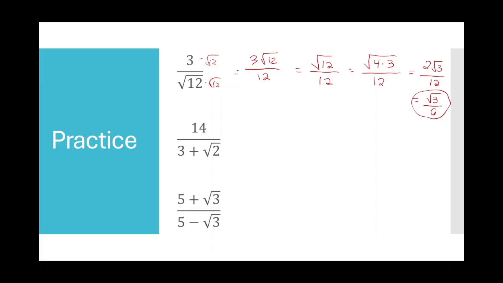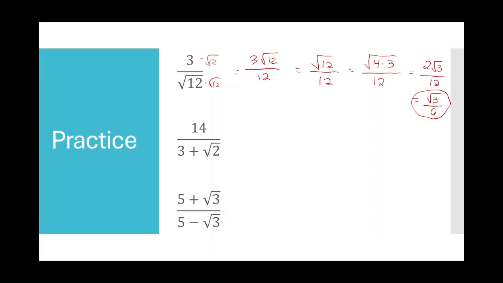All right. On this next one, I have a more complicated denominator. I have 3 plus the square root of 2. And so that's a rational number, 3, being added with an irrational number, square root of 2. And when you add an irrational to a rational, it's going to stay irrational. So we need to get rid of that.